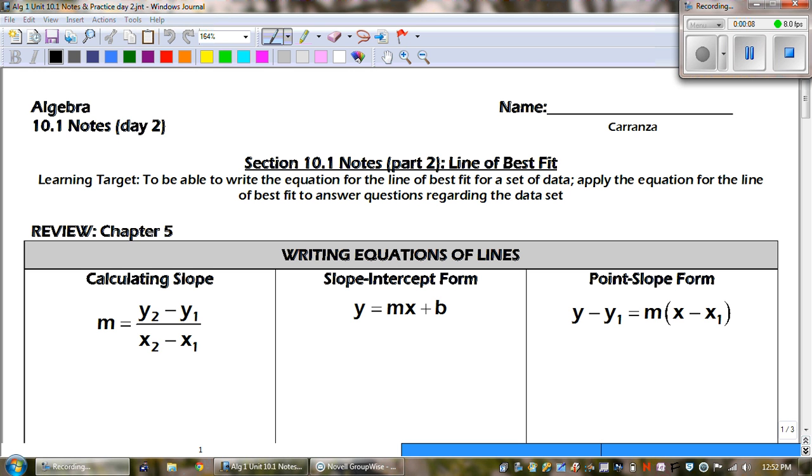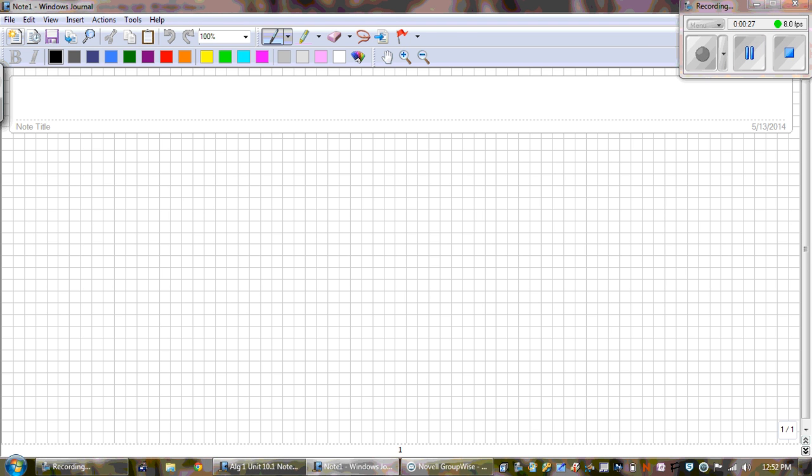Today we're talking about line of best fit. Our learning target today is to be able to write the equation for the line of best fit for a set of data and apply the equation for the line of best fit to answer questions regarding the data set. That's a mouthful. Before we get started, let's first talk about one of the homework questions from last night.